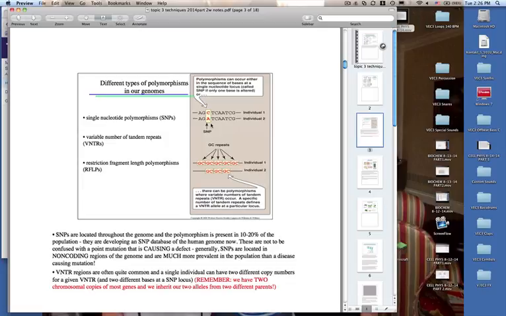Now the cool part is you could have one chromosome where you have a C in that location and the other chromosome could be an A. So that's a way, again, that we can map and follow your chromosomes. Because one of them is going to have a cytosine there, one of them is going to have an adenine. Okay? So again, these SNPs are present in about 10 to 20% of any given population.